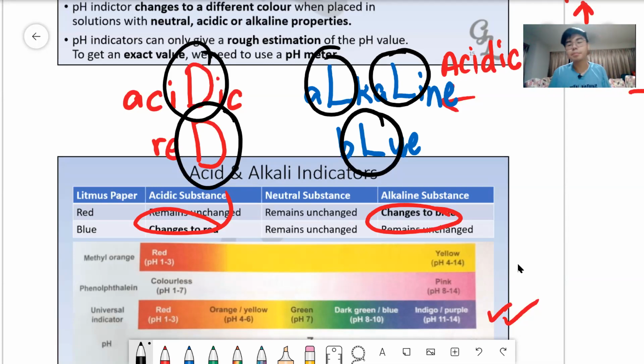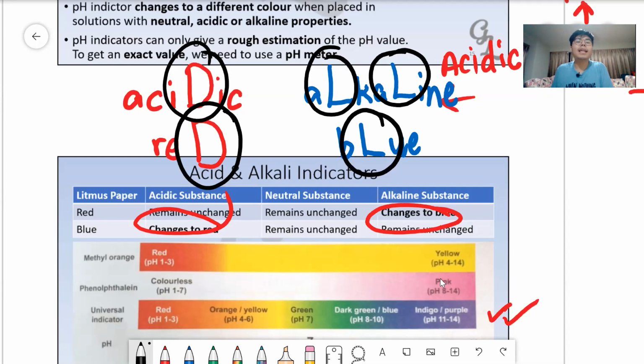Now, let's move on to the next indicator, which is methyl orange. Methyl orange only has 2 colors. It's actually 3, because red changing to yellow, there is somewhat in the middle one, which is this orange color, because it's a gradient.